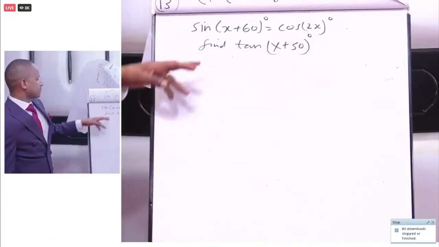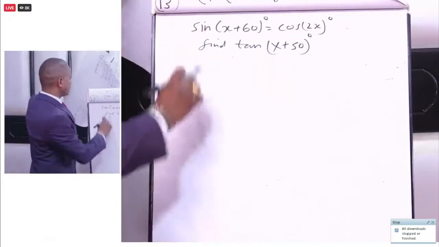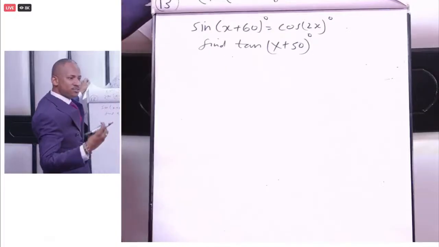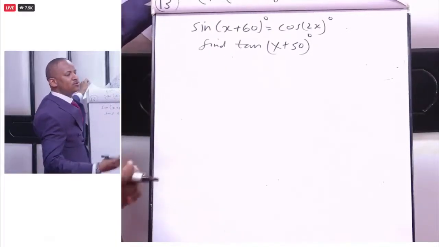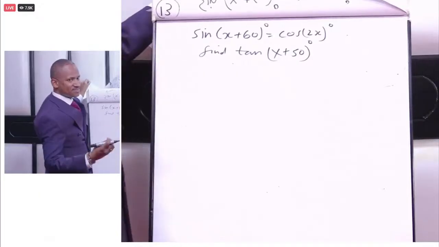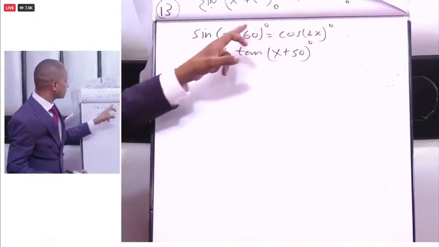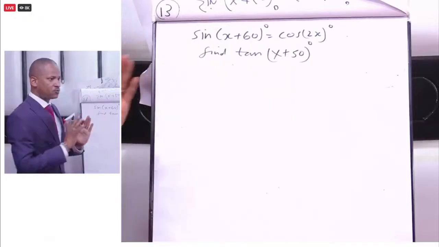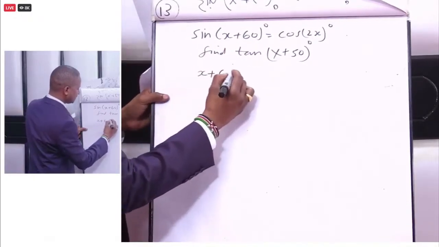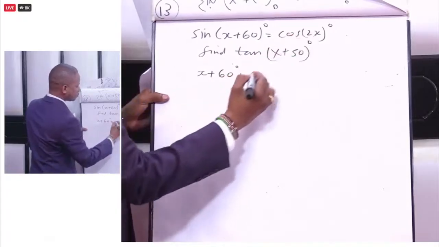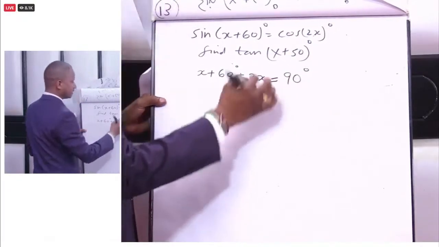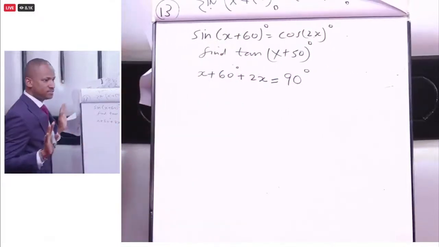So class, you saw the relationship between sine and cosine. We said sine 30 equals cos 60, or cos 30 equals sine 60. So there's 30, there's 60, that is 90, which means that these angles, when you add them, equal 90 degrees. So when you take x plus 60 degrees plus 2x, these angles equal 90 degrees. When you take these two angles, equals 90 degrees.